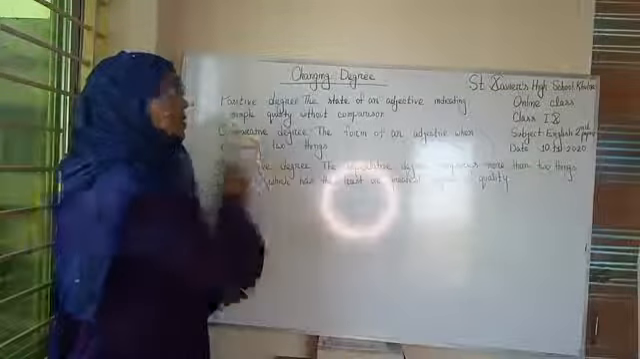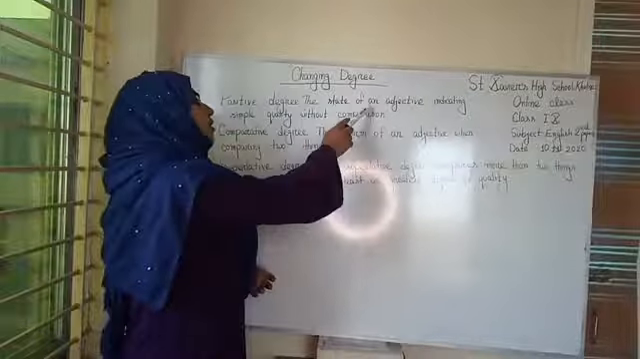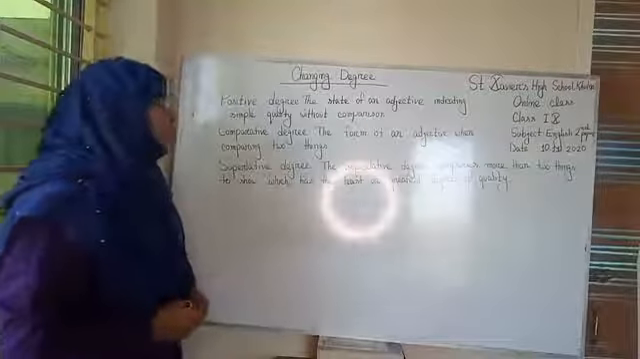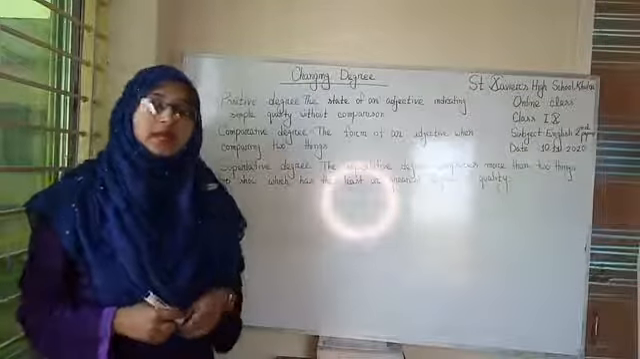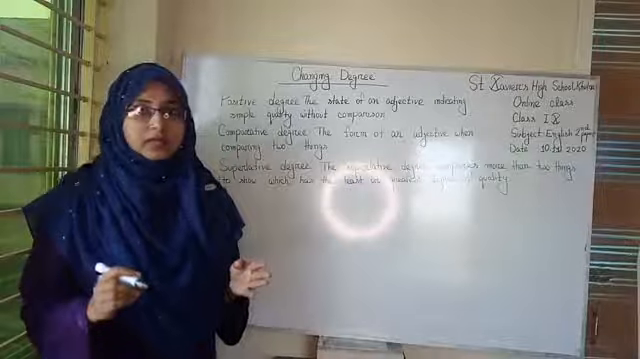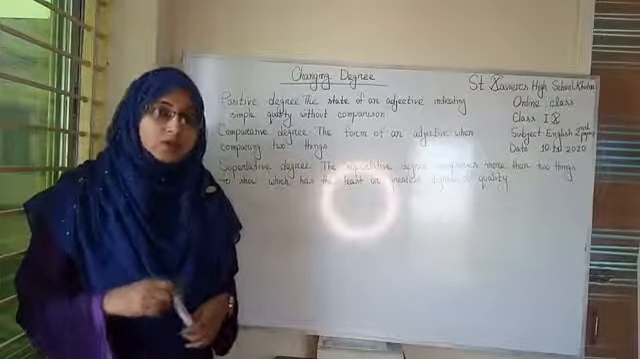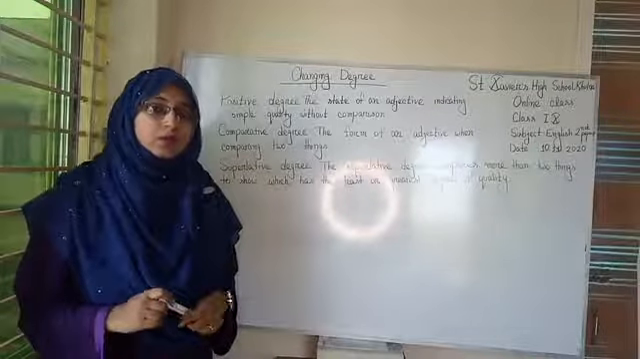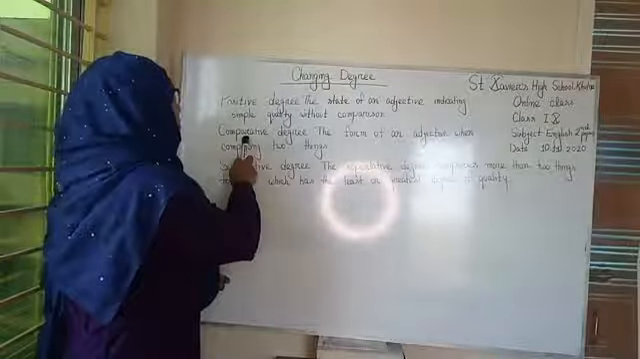First, positive degree. Positive degree: the state of an adjective indicating simple quality without comparison. That means the state of an adjective by which it expresses only the quality of a person or thing, without comparison, without any comparison.